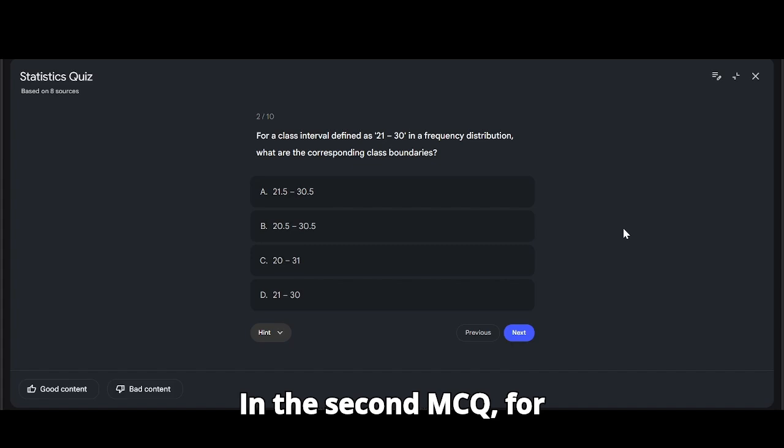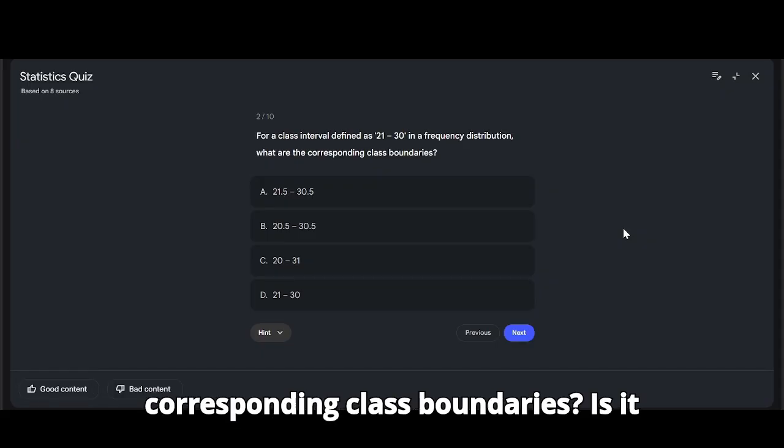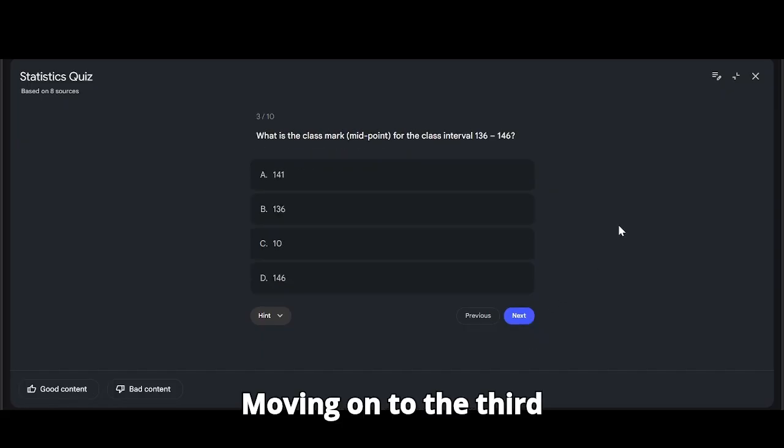In the second MCQ, for a class interval defined as 21 to 30 in a frequency distribution, what are the corresponding class boundaries? Is it 21.5 to 30.5, or 20.5 to 30.5, 20 to 31, or 21 to 30? Moving on to the third MCQ, what is the class mark or the midpoint for the class interval 136 to 146? Is it 141, or 136, or 10, or 146?